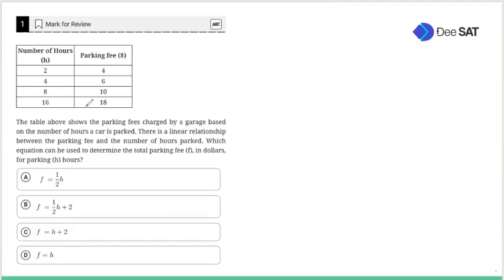and parking fees. The number of hours are given as 2, 4, 8, and 16, where the parking fees given to me are 4, 6, 10, and 18, right? The question says the table above shows the parking fees charged by a garage based on the number of hours a car is parked, and there is a linear relationship between the parking fee and the number of hours parked. Which equation can be used to determine the total parking fee F in dollars for parking H hours?